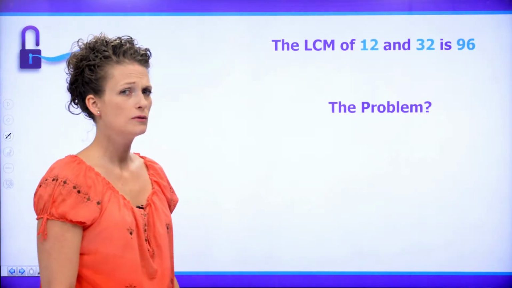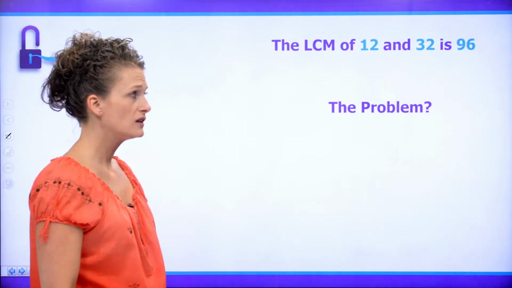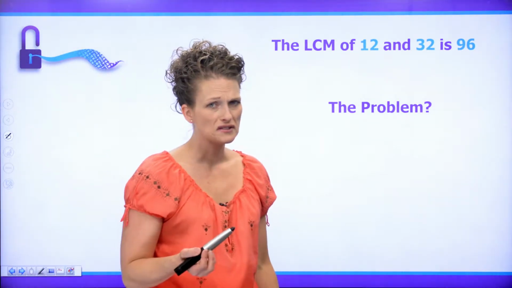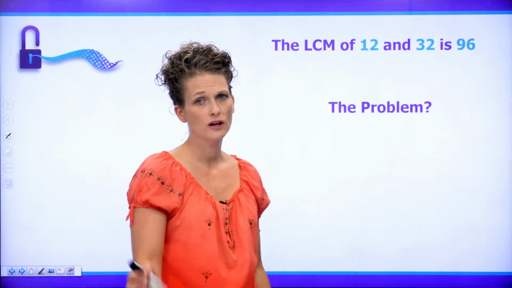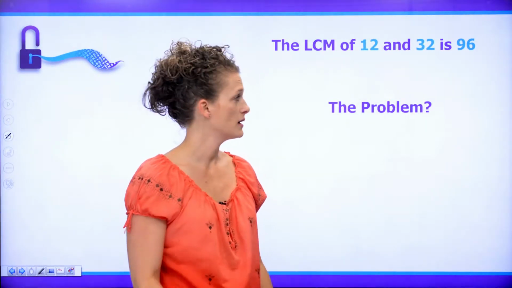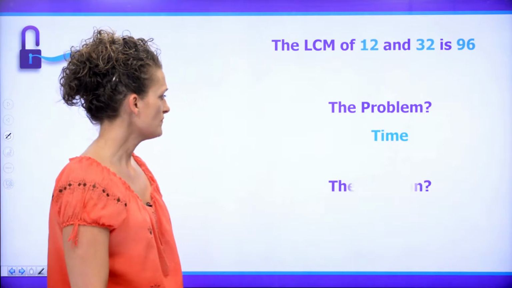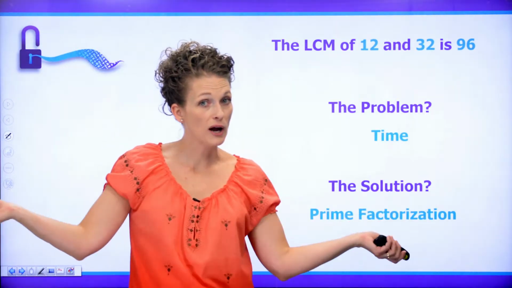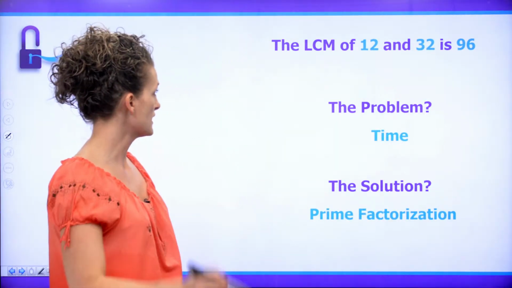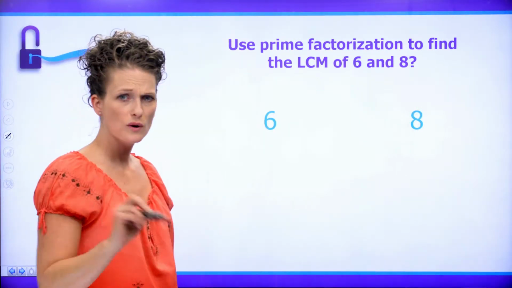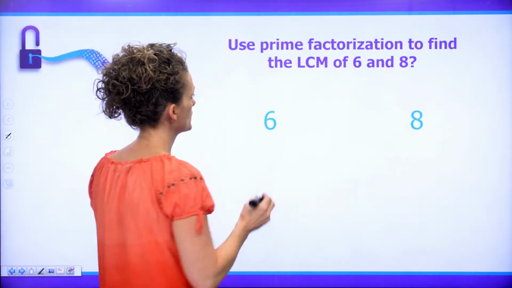So what is the problem with doing that this way? Well, how do you know when to stop? I mean, you could keep going on forever. It takes a lot of time. How do you know when to stop finding the multiples? Well, the solution, prime factorization, which we've done. So let's see how it changes what we find.